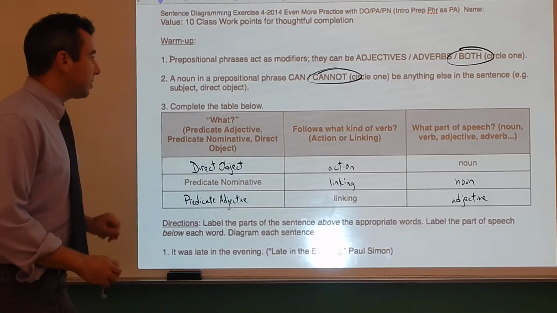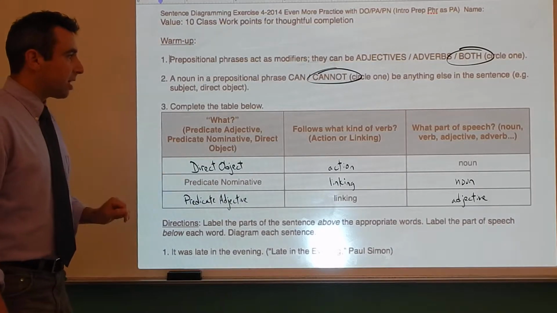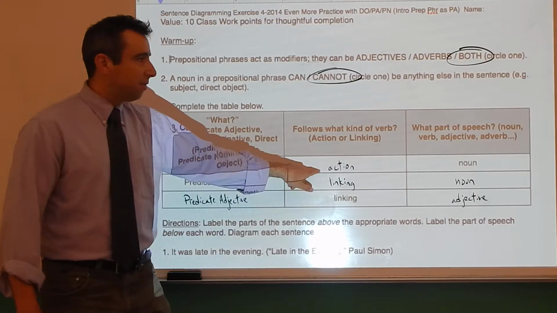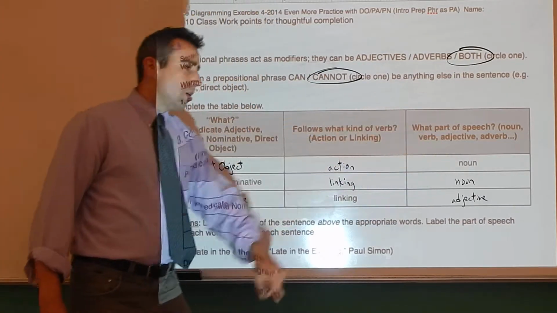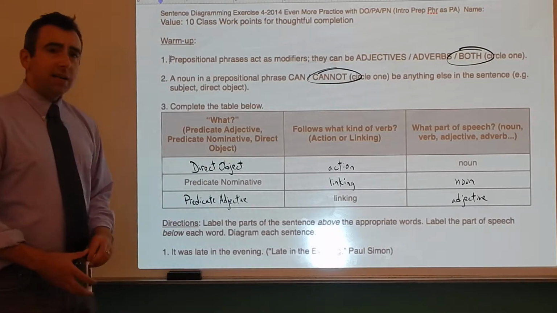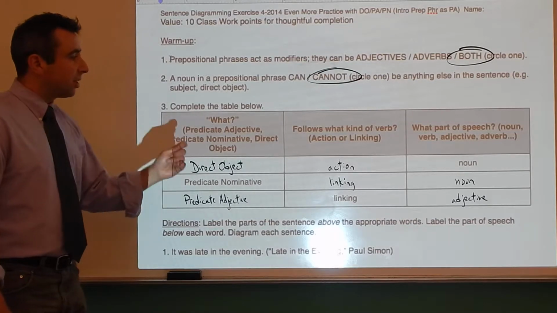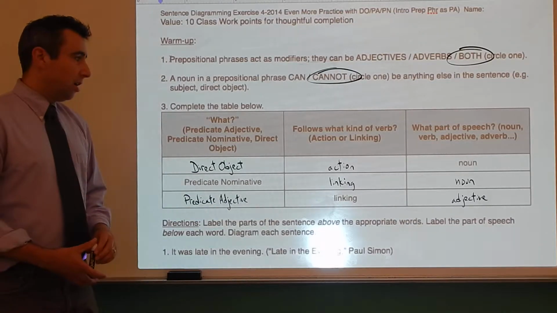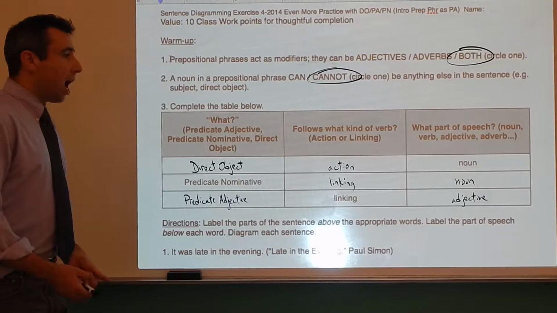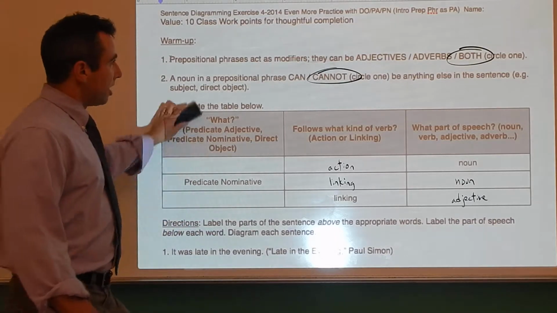Okay, completing this table. What? As in a predicate adjective, a predicate nominative, or direct object? Well, it's a direct object that follows an action verb and is a noun. It is a predicate nominative that follows a linking verb and is a noun. It renames the subject. And it is a predicate adjective that follows a linking verb and is an adjective. It describes the subject, even though it comes after the predicate. All right, I'm going to scroll up and erase. Let's get ready to do the diagrams this week.